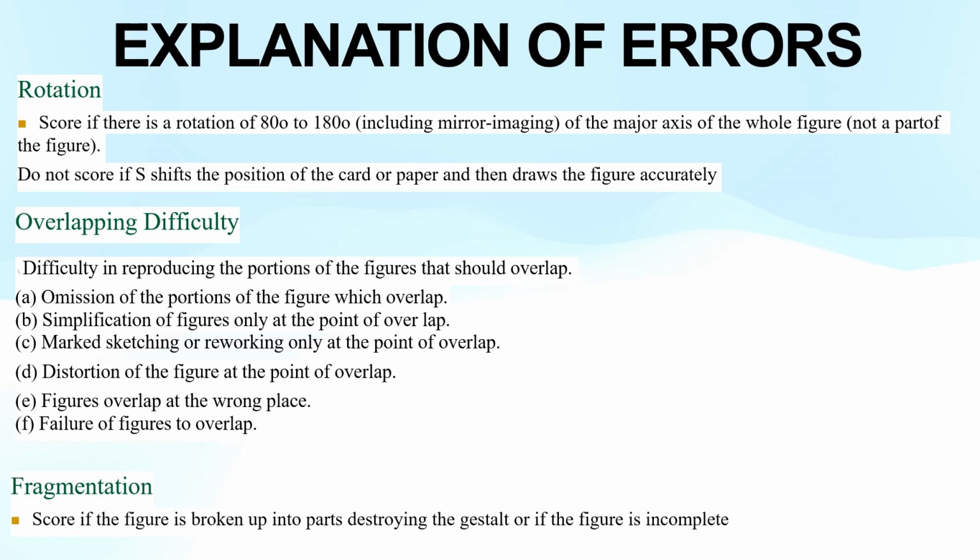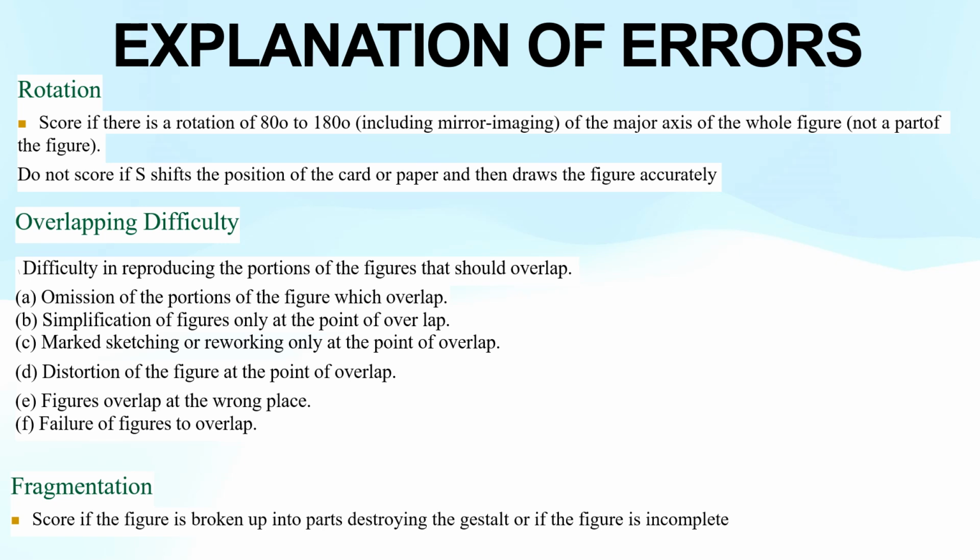Overlapping difficulties. Now, if there are certain cards on which there is overlapping present, like on card number 7, and the patient is not able to draw the proper overlapping, it might constitute an overlapping difficulty. They can be of different types. There can be omission of figures or parts which overlap. There might be simplification of points so that only one point is overlapping. As we can see, there are 4 points over here which are overlapping. The patient might simplify it to 1 point.